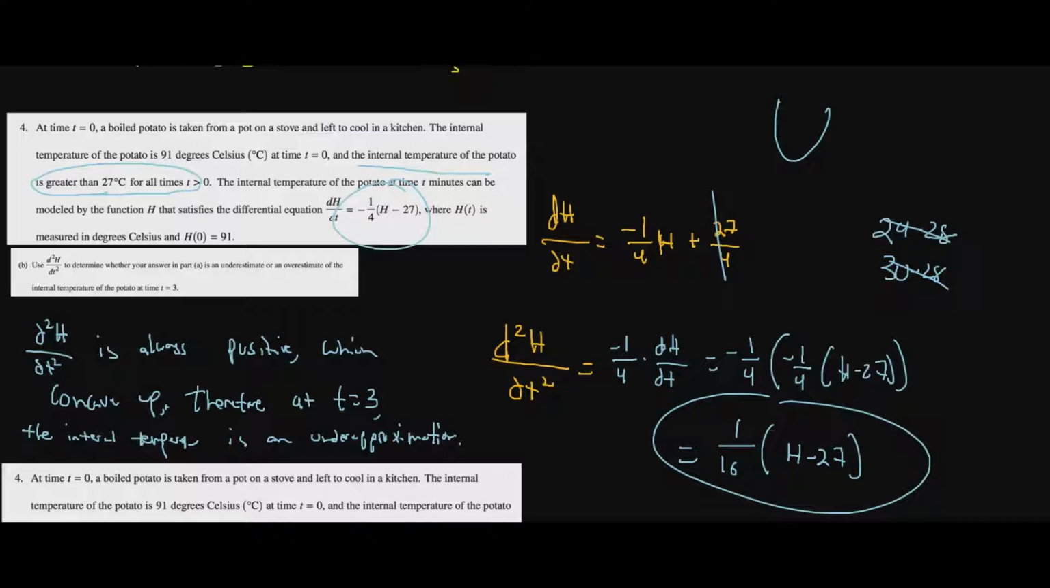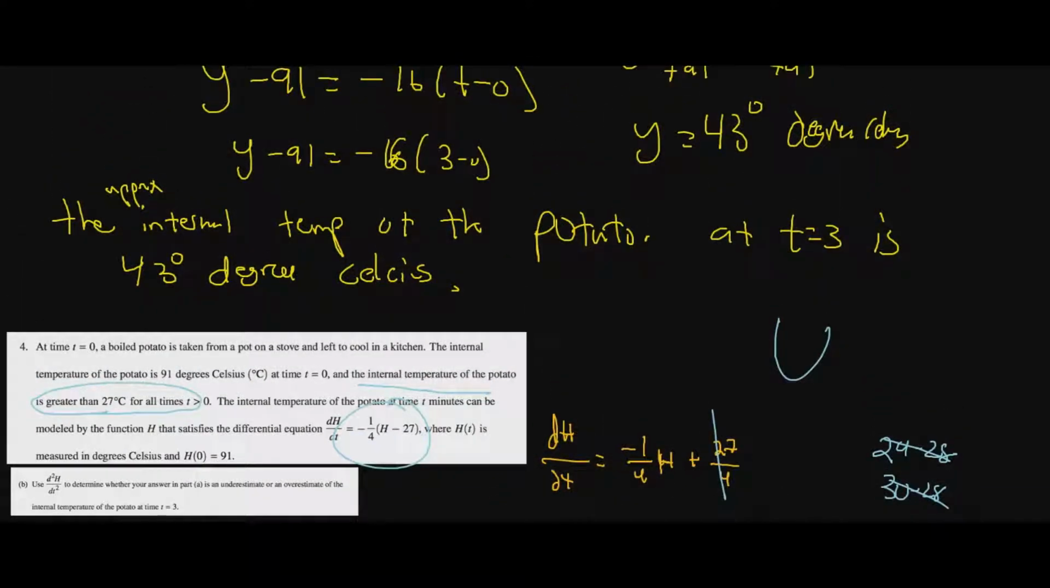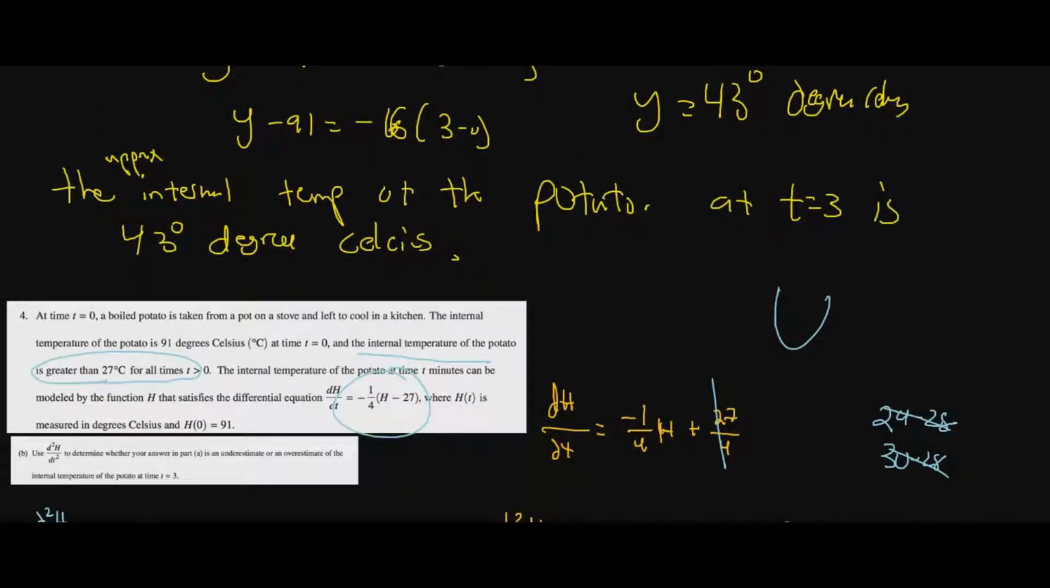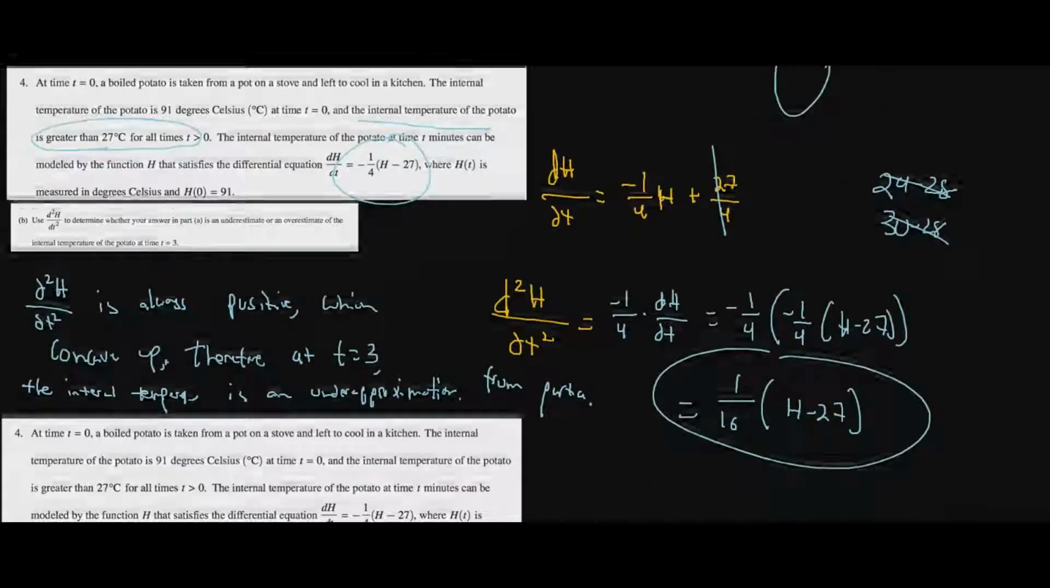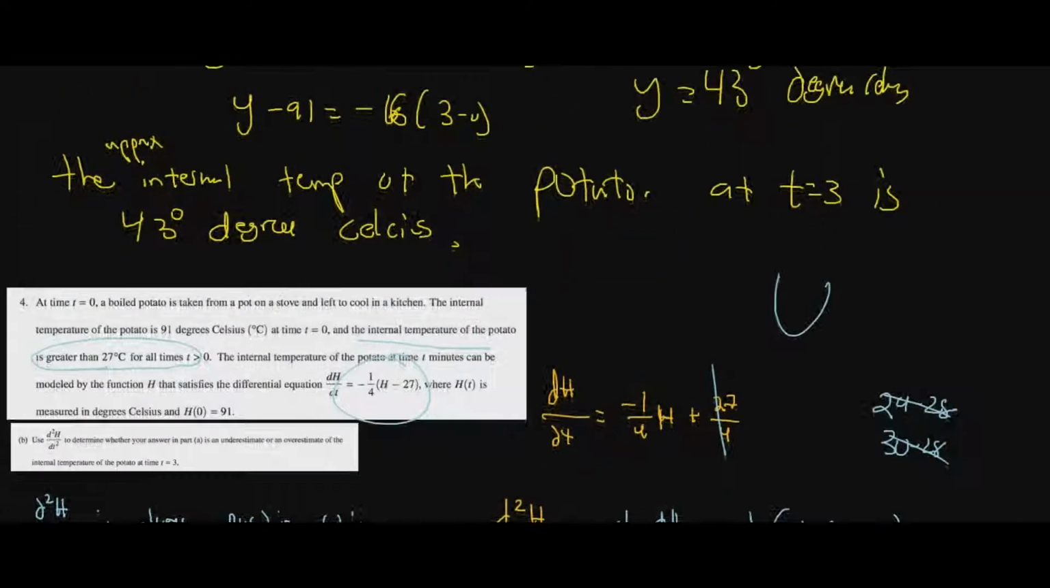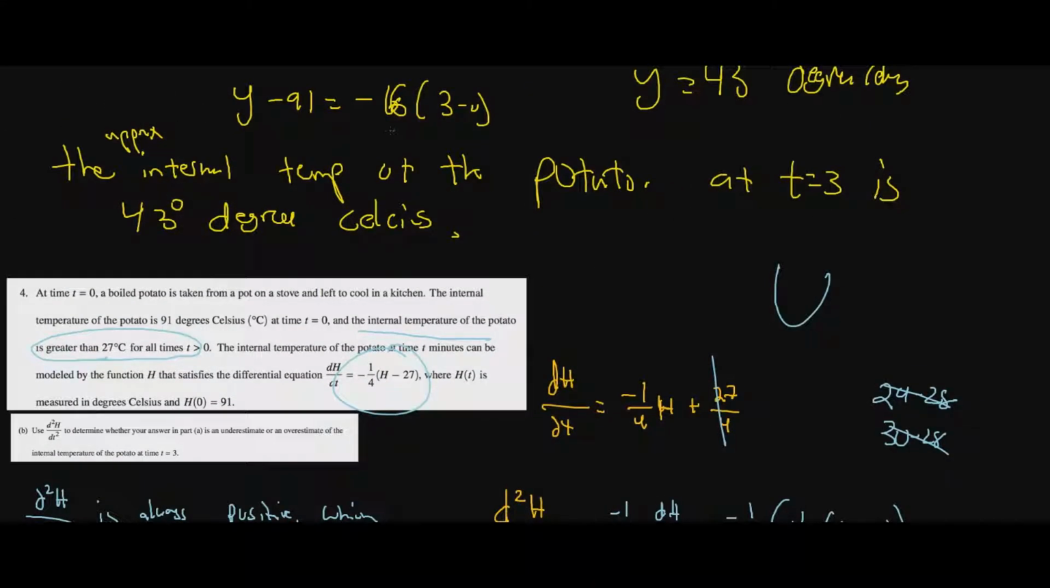And if you plug in 3, well, it was right up above, right? When we plug in a number at t equals 3, we know the temperature is greater than 27. That will be concave up. Therefore, we know that the answer in part A, the internal temperature is an under approximation from part A, right, which is the problem up above here. We know it said that the internal temperature is 43 degrees Celsius. It's concave up. We therefore know this was a tangent line approximation.